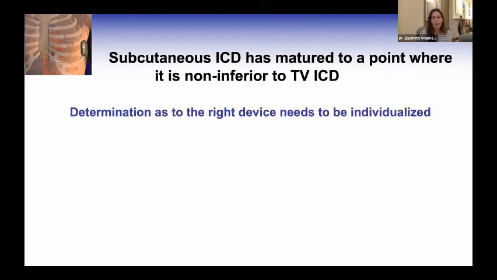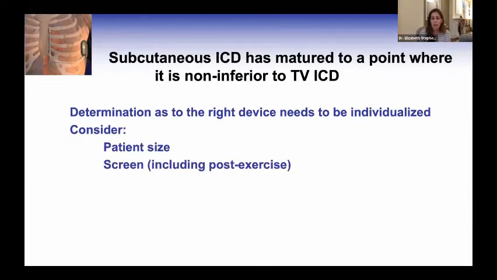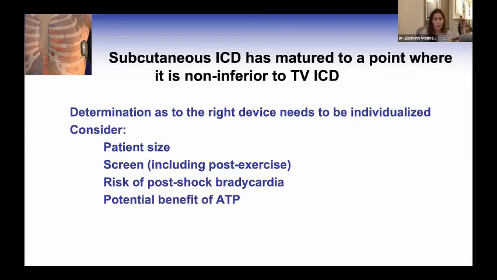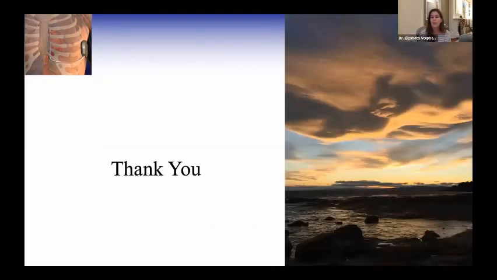You have to determine which device you need for your individual patient and consider your patient size. You need to screen them, including post-exercise. You need to think about the risk of post-shock bradycardia, which we didn't really talk about, but you cannot pace these patients, and whether or not they would benefit from ATP. Anyone who would benefit from ATP has a clear argument for a transvenous ICD. You need to think about the risk of inappropriate shocks in that particular patient.